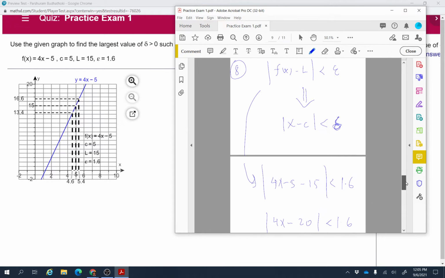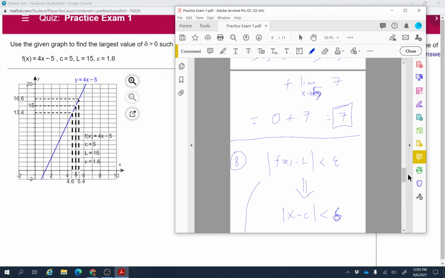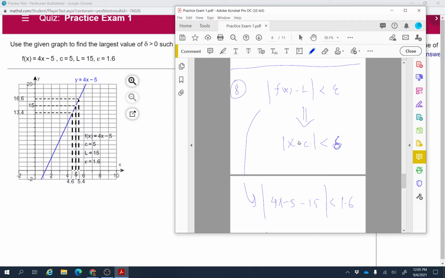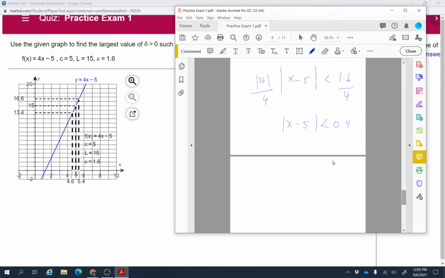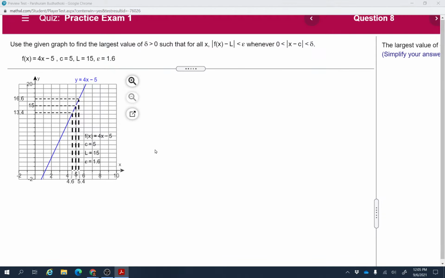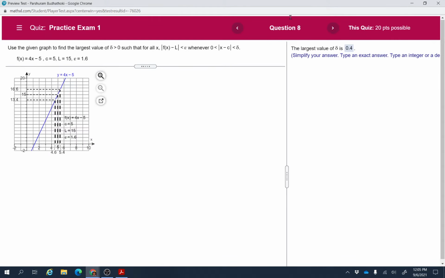So I started with f of x minus L is less than epsilon, and I end up with x minus c is less than some number. That number is 0.4. That means the delta should be 0.4. That's why, if we check the answer here, the delta is 0.4.